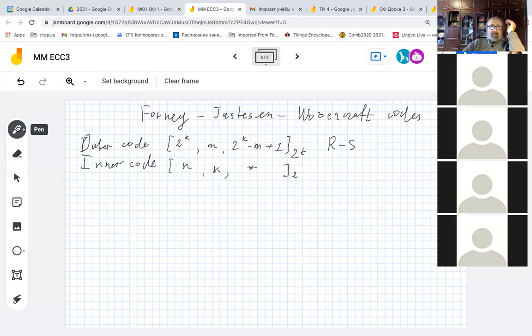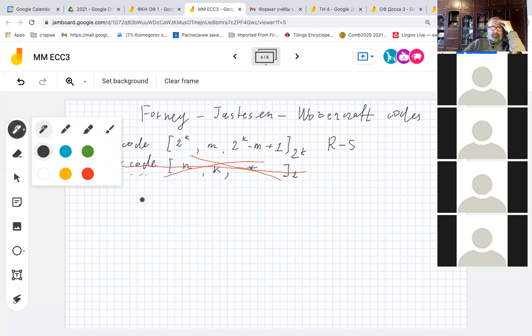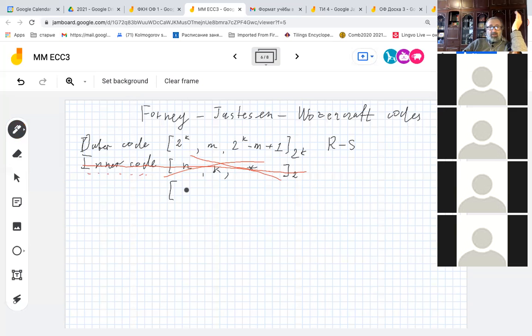But now the modification suggested by Justesen is the following one. Instead of this code as inner code, we will use the Wozencraft code. Wozencraft code has rate 1/2, so now the block length is 2 times k, the dimension is k, and the distance depends on which alpha we use.